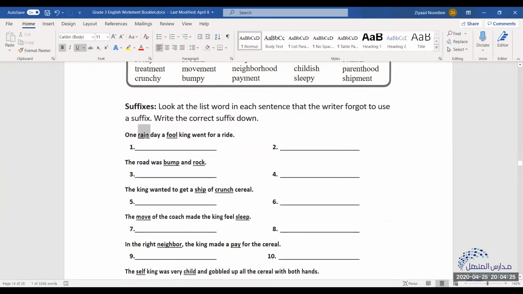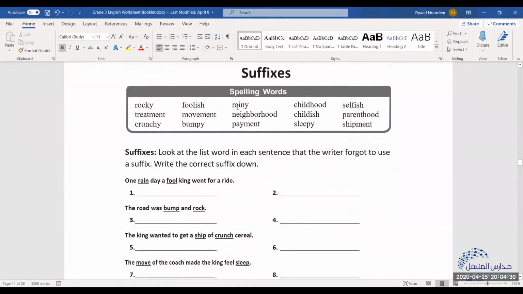We don't say a rain day, we say a rainy day. So we go ahead and look up our list words, and we look for the word rain. We've got the word rain over here with a Y added, so we've got rainy. Number 1 here would be the word rainy. We're correcting the form of the word by adding the suffix to make the sentence make sense. Similarly with the word fool, let's see if there's a list word with fool in it. Here we go, we've got the word foolish. The suffix added is ish, so we write the word foolish on line number 2. So I'm going to write the word rainy, and then the word foolish.